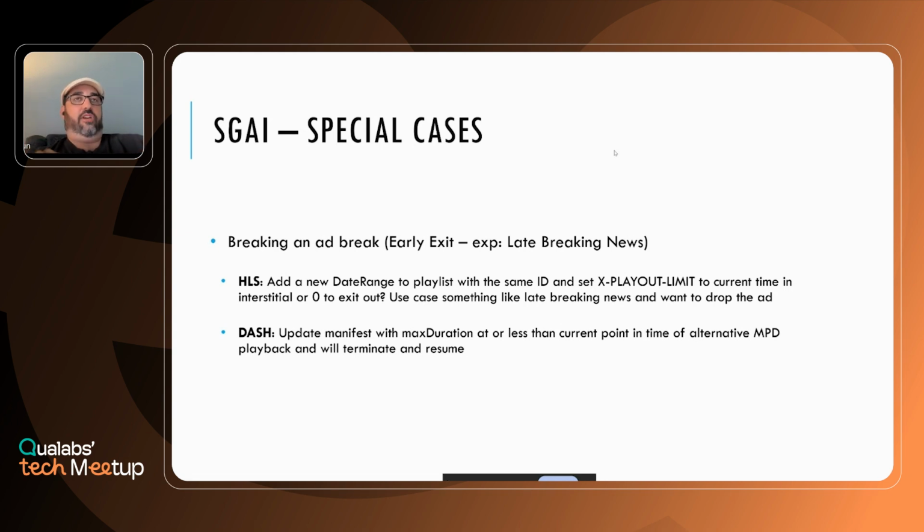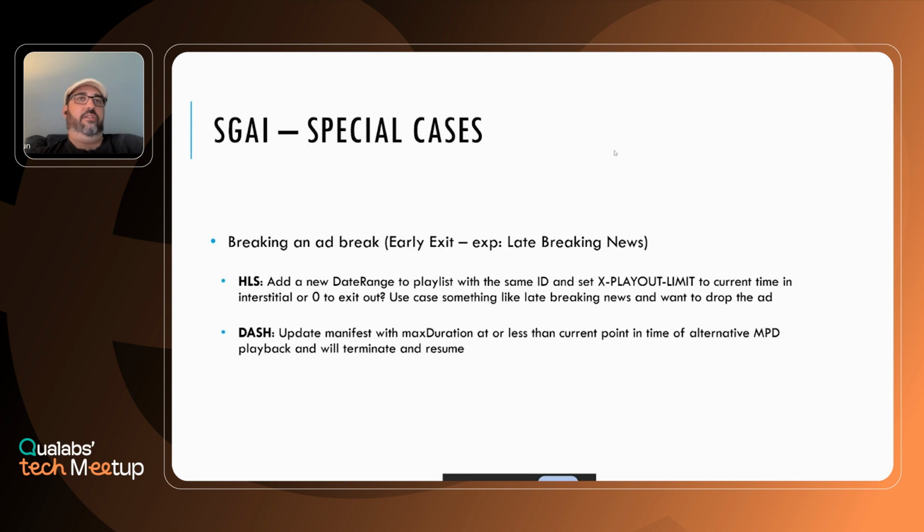If you set it to the current amount of time that's been in the ad, so if it was a 30-second ad and they're currently at the 15-second playhead, you set 15, or you just set it to 0, aka anything equal to or less than the current point, it will then exit that interstitial, aka that ad break. The key thing is you're adding a new date range tag with the same ID. If you have multiple date range tags with the same ID, the later one in the playlist will overwrite any of the previous ones. I think I got that right.